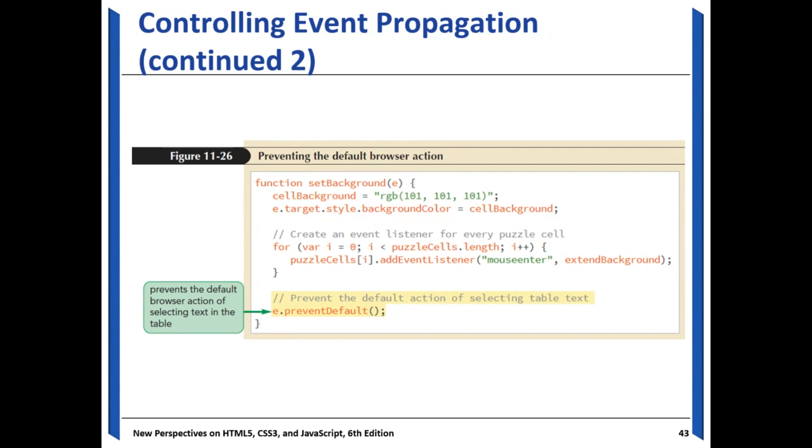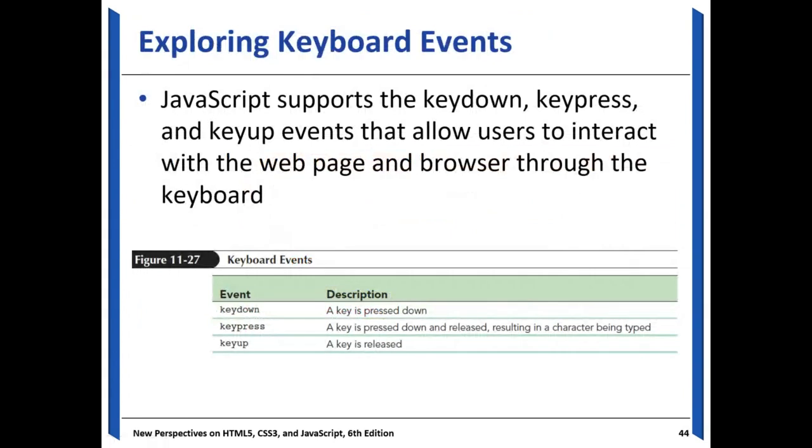This example of code will prevent the default browser action of selecting text in the table. So we have the e.preventDefault function. You can also work with keyboard events: keydown, keypress, keyup events. Those allow the users to interact with web pages and browsers through the keyboard.